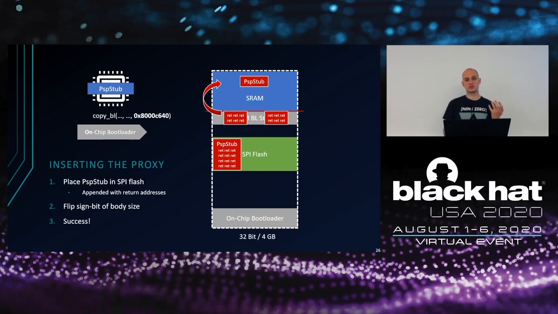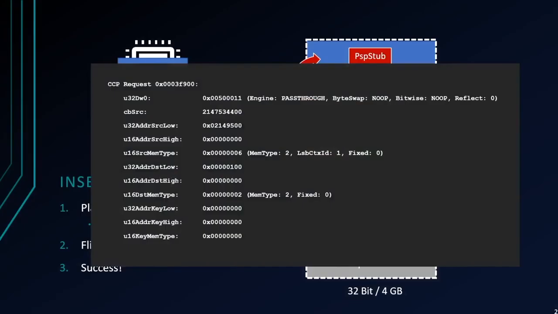Now, if we use the same setup inside the emulator, you would see something like this. This is an output of the emulator which shows the CCP requests. This is the copy operation which I talked about earlier. Now, the PSP firmware uses the CCP for larger memcopy operations.